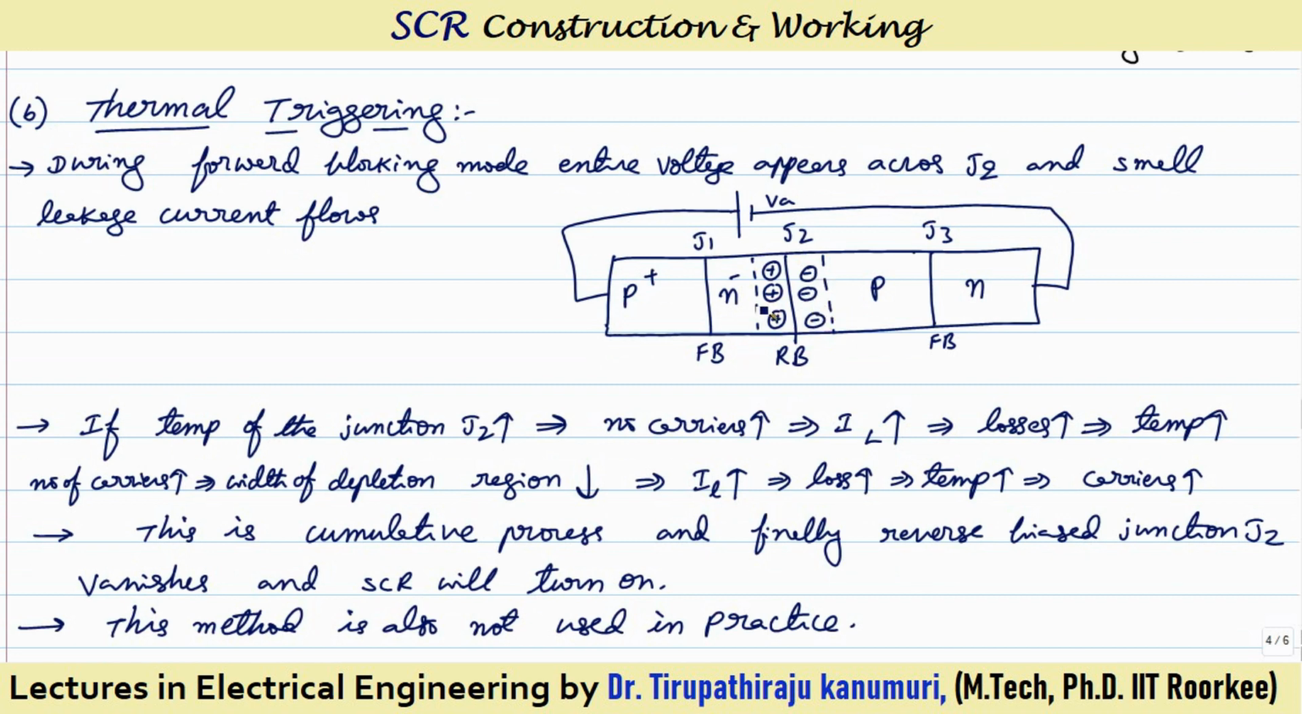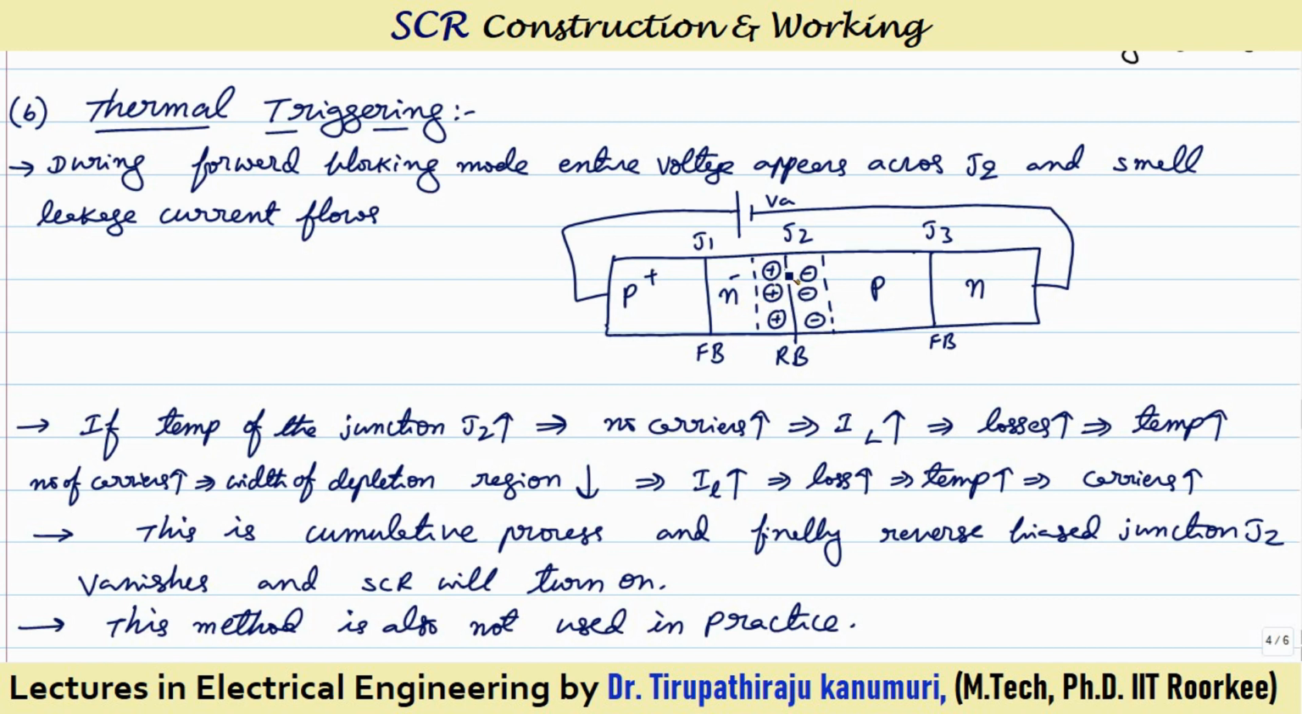So automatically the barrier width will decrease depending on how many charges are recombined. When the barrier width is decreased, more current will pass. When more current passes, the cumulative action starts. When more current passes, more I square R losses will be there, so the temperature is higher.